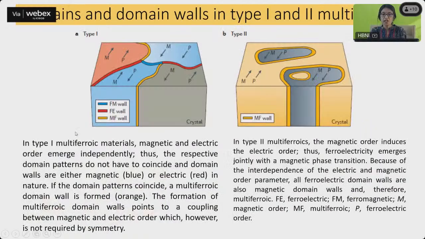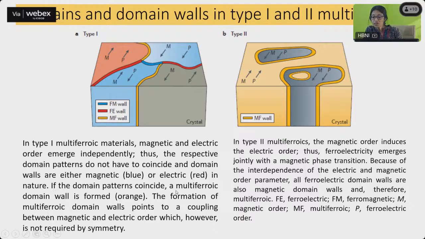Okay, so what are domains and domain walls in type 1 and type 2 multiferroics? Let's look into type 1 multiferroics. The magnetic and the electric order emerge independently. So the respective domain patterns do not have to coincide, and domain walls are either magnetic, which you see here in blue, or electric, which in this case is red. If the domain patterns coincide, a multiferroic domain wall is formed. As you can see here, this orange domain wall is a multiferroic wall. The formation of the multiferroic domain wall points to a coupling between the magnetic and the electric order, which however is not required by symmetry. So this is the case in type 1.